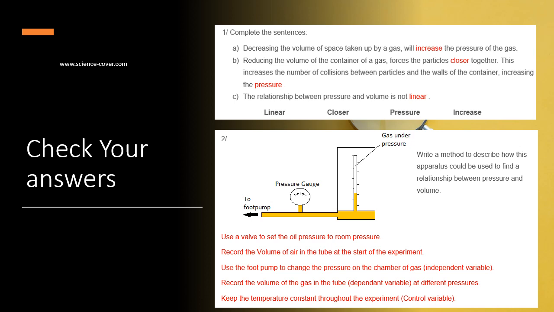Write a method to describe how we could use the apparatus to find the relationship between pressure and volume. We use a valve to set the oil pressure to room temperature. Record the volume of the air in the chamber and the pressure gauge reading at the start of the process. Then use a foot pump to change the pressure on the oil, and this will change the volume of gas in the column of air. Record the volume of gas in the tube at different pressures, and then keep the temperature constant throughout the experiment.